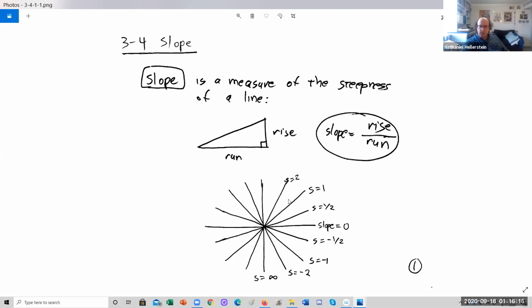Here's a slope of 2. Here's a slope of 1/2. Here, it's going down, so every unit over it goes down 1/2, a slope of negative 1/2. For this line here, for every unit across, it goes down 1, so a slope of -1. This is a slope of -2. This figure I call the slope wheel. It measures the steepness of the line.